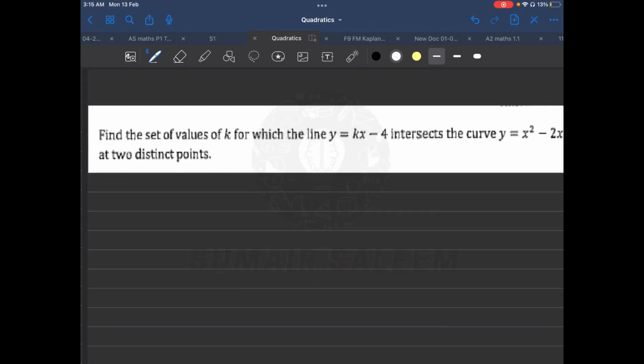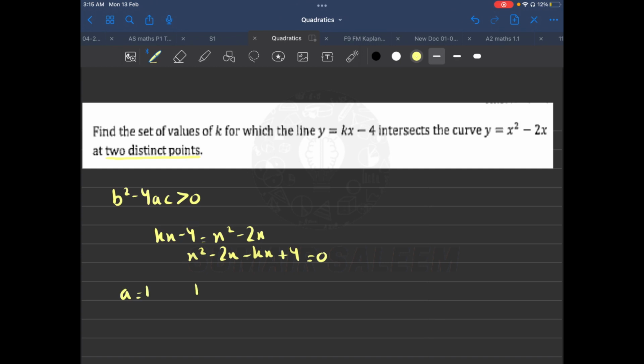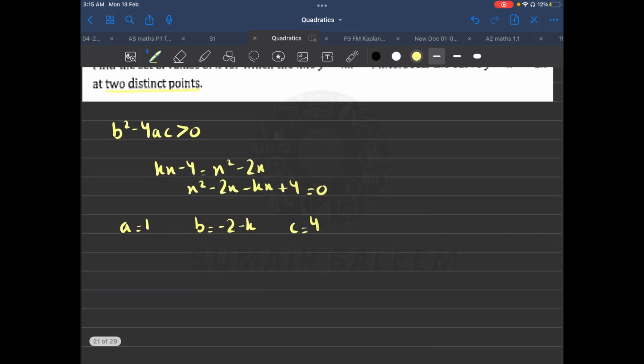So see this question. It says two distinct points, which means what? b square minus 4ac greater than 0. Yes. What's the first step? Equate both y. Let's do that. Then shift everything on one side, making sure that x squared is positive. That's what I did. Now what's written with x squared? Sir, 1. What's written with x? Minus 2 minus k. And what's written as a constant? 4. Now comes the challenge.